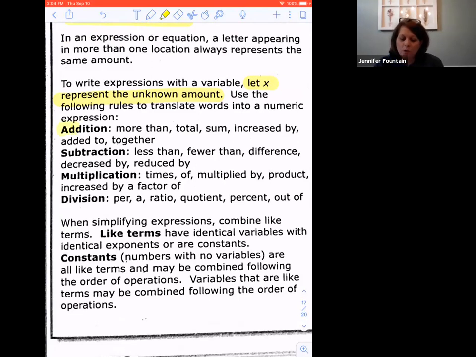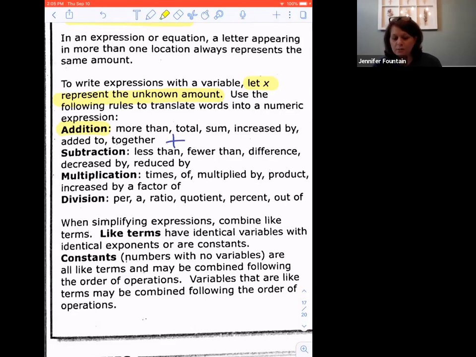So our words for addition, whenever we see more than, total, sum, increased by, added to, or together, I know that I'm dealing with addition. And so when I see those words, I am going to use a plus sign.